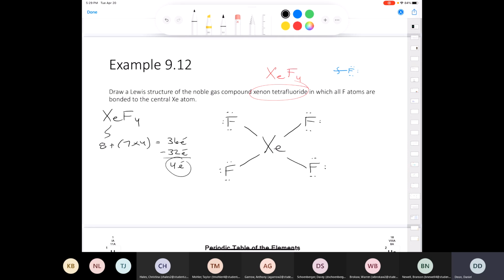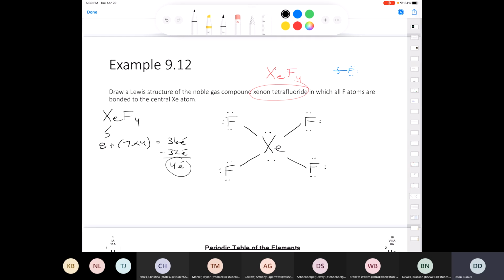Can anybody tell me where they should go? And it's not a trick question. Mr. Dion hates trick questions. Where would those 4 leftover electrons go? We can't just throw them in the trash. That's exactly right, Anthony. They're going to end up on the xenon atom, right on the central atom like this.